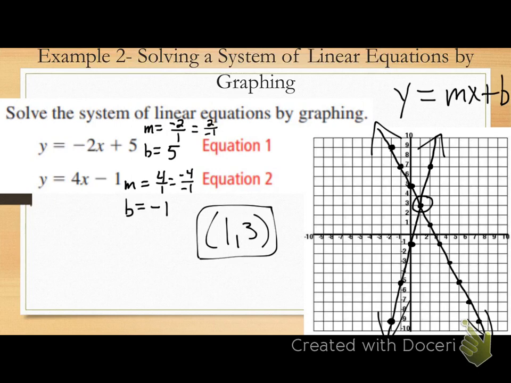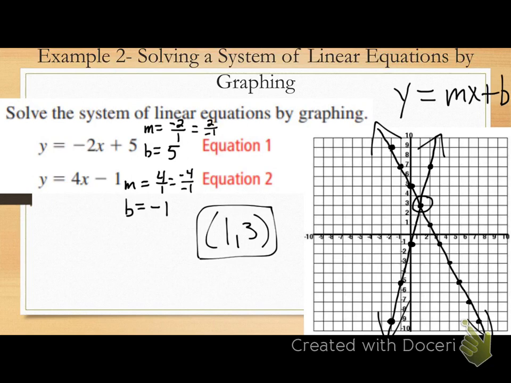Everyone okay with that? If you plug it in right now, we get 3 equals -2 times 1 plus 5. -2 times 1 is -2. -2 plus 5 is 3. 3 does equal 3. It works for my first equation. And it does work for equation 2 as well. Are there any questions on our example here?